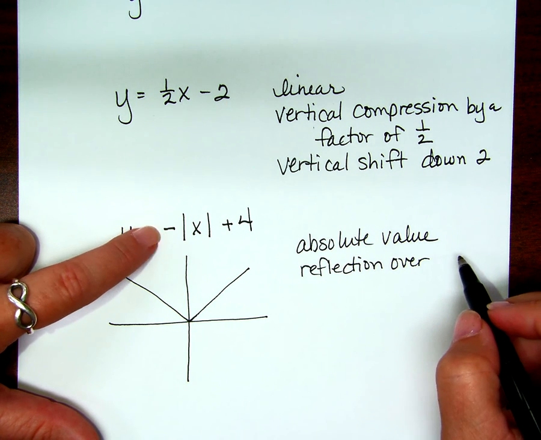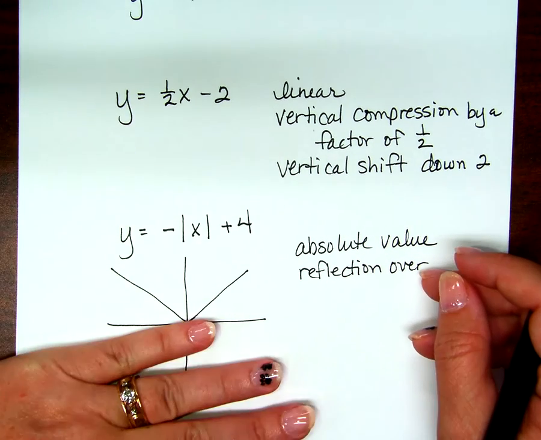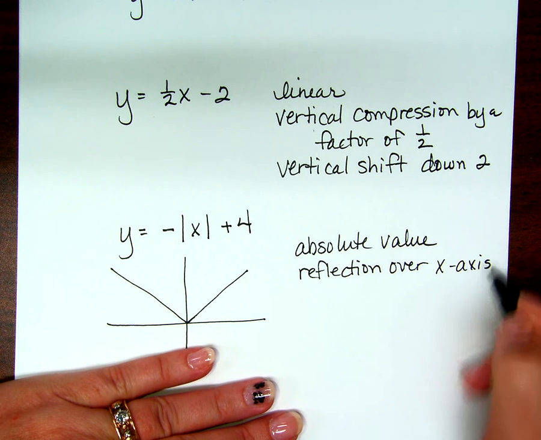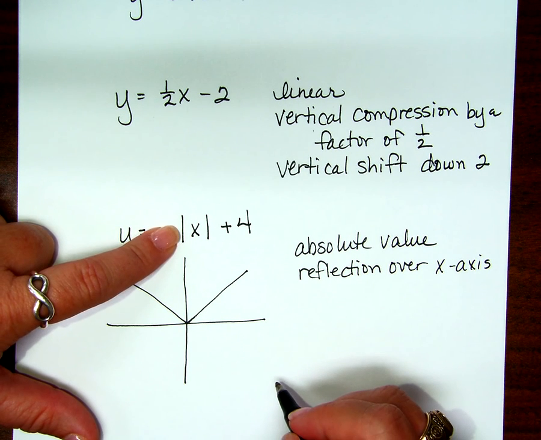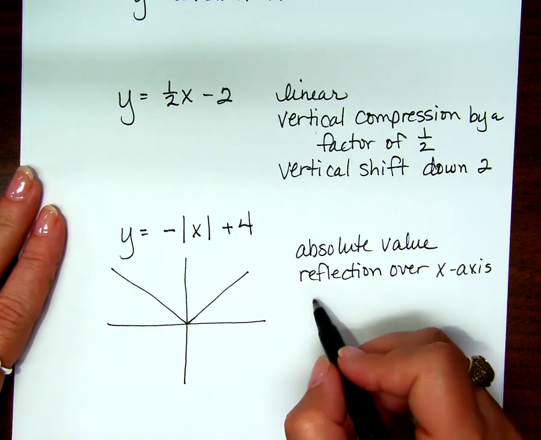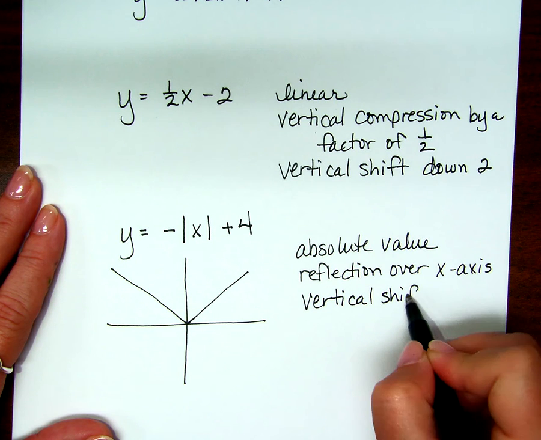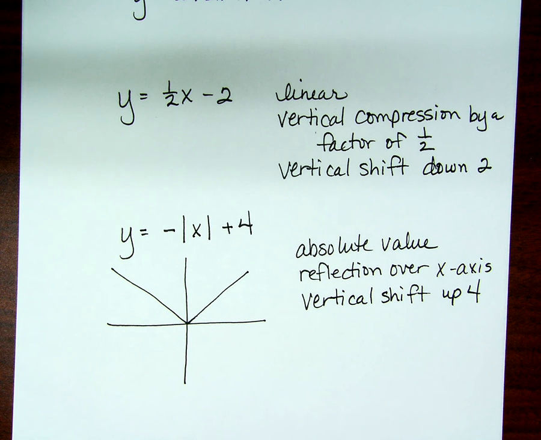Where is it? It's on the outside. So outside causes a vertical change. So if it's a vertical change, which axis is it reflecting over? X-axis. So that took care of that. What's left? The 4? So what does the 4 do? Vertical shift, up 4. Done. Any questions?